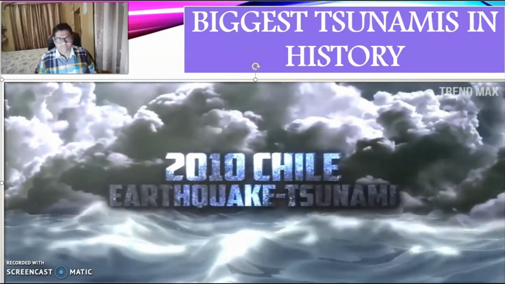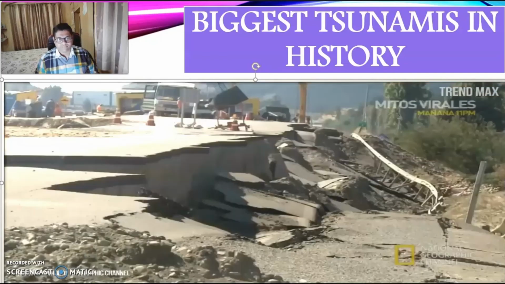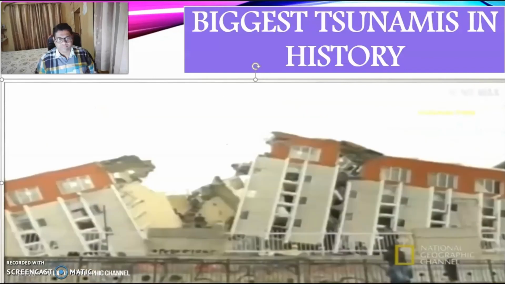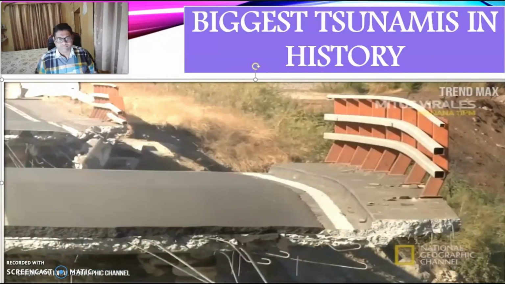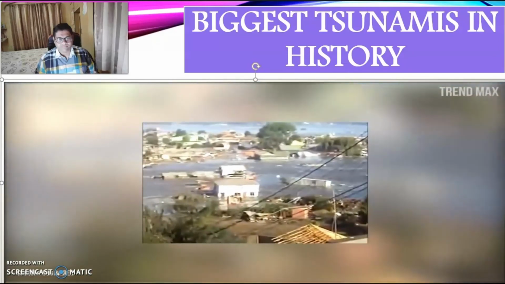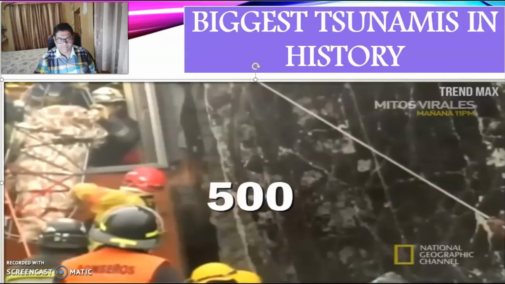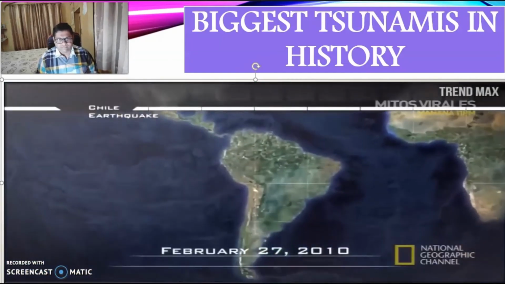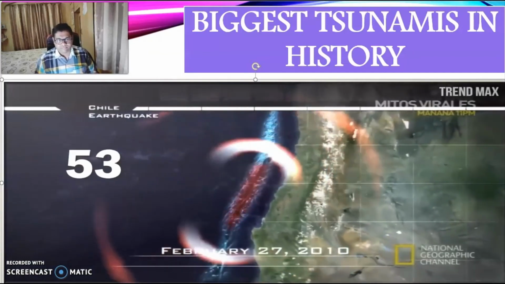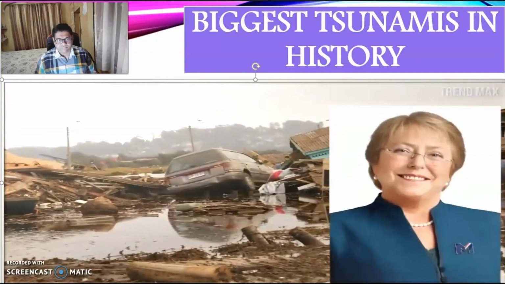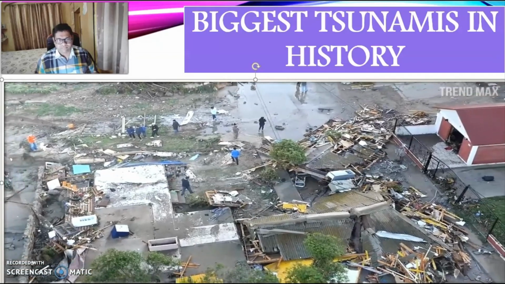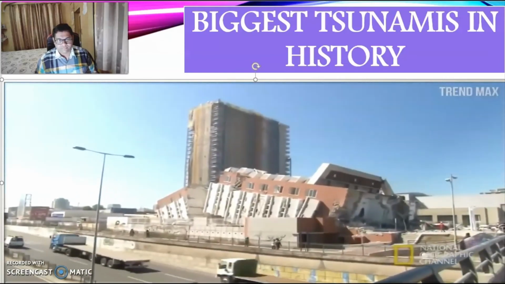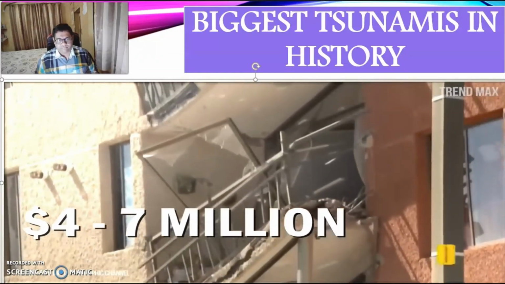2010 Chile earthquake tsunami. We begin this list with one of the worst contemporary tragedies, because on February 27, 2010, an almost 4-minute earthquake reached a scale of 8.8, causing a devastating tsunami. This ordeal ended the life of 500 people and left 9% of the population homeless. This earthquake was so violent that 53 countries had tsunami alerts. The president at that time, Michelle Bachelet, declared a state of emergency and sent rescue troops to every area of the country. The damage caused by this tragedy cost around $4 to $7 million in material losses.